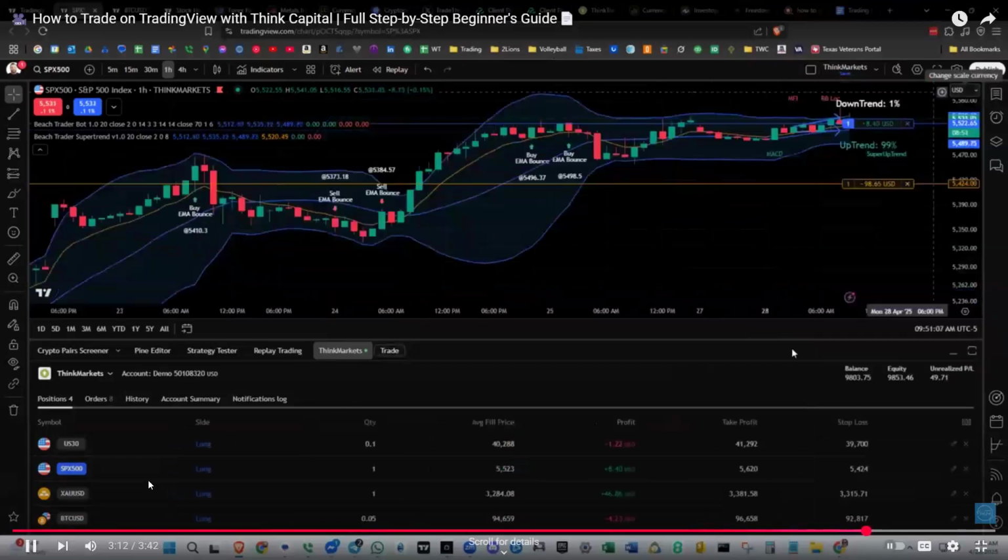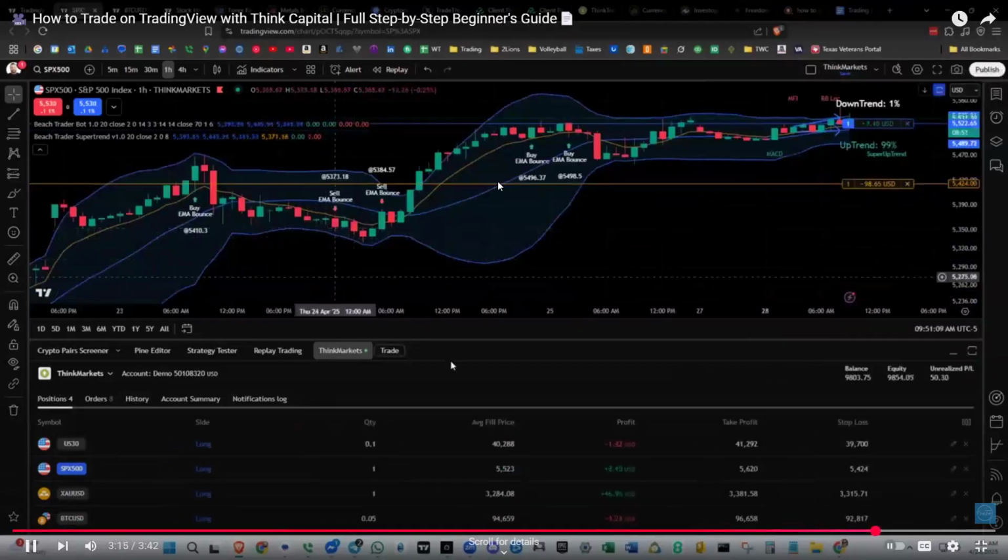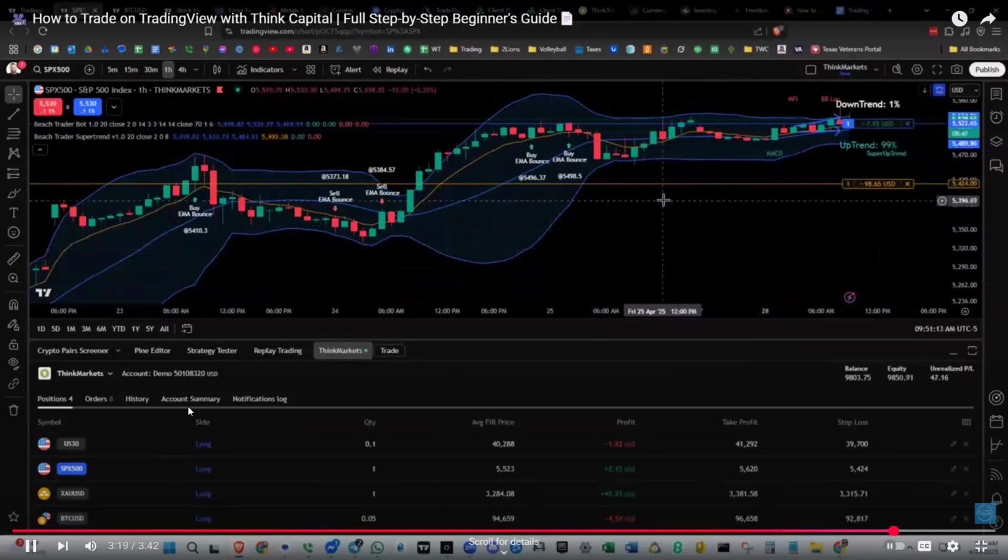Thank you so much for that. And I think this is going to be simpler because some people are having trouble going from the indicators to the broker to the.